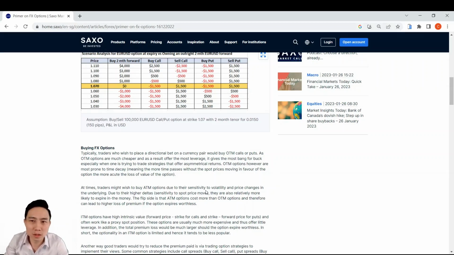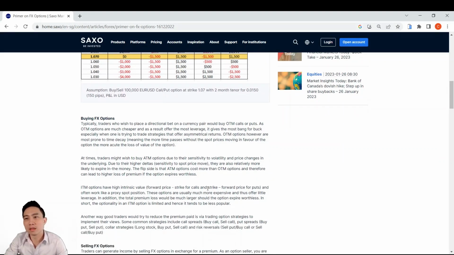At times, traders might wish to buy at the money options. That is due to their sensitivity to the volatility and price changes in the underlying, and due to their higher delta, which is essentially their sensitivity to spot price moves, they are more likely to expire in the money. The downside is that at the money options are pricier and can lead to a larger loss of premium if the trade does not turn out well.